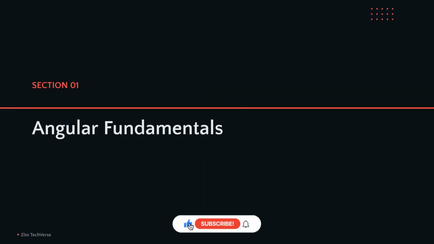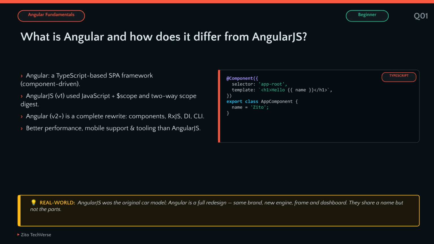Section 1. Angular Fundamentals. Question 1. What is Angular, and how does it differ from AngularJS? Angular is a TypeScript-based, component-driven framework. AngularJS used JavaScript, a scope object, and a digest cycle. Modern Angular is a complete rewrite with better performance and tools. Think of them like the same car brand, but completely redesigned models.